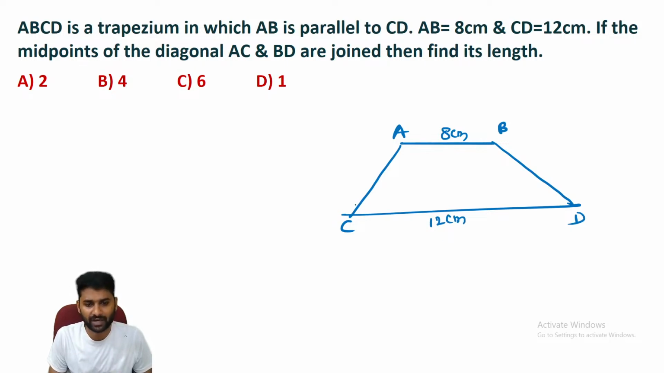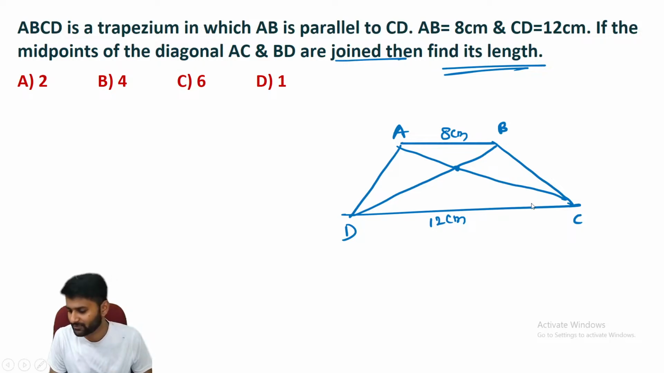The midpoints of the diagonals: just draw the diagonals AC and BD. AB is parallel to CD. Take D here, because ABCD must be in order. Now you have to take the midpoints and join them. Now the question is to find its length. We have to identify the length.